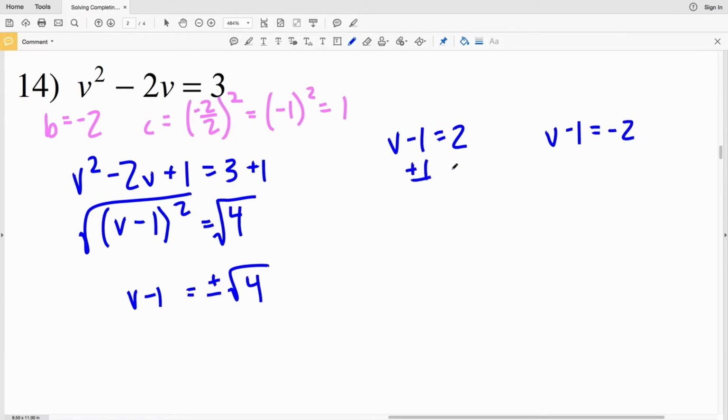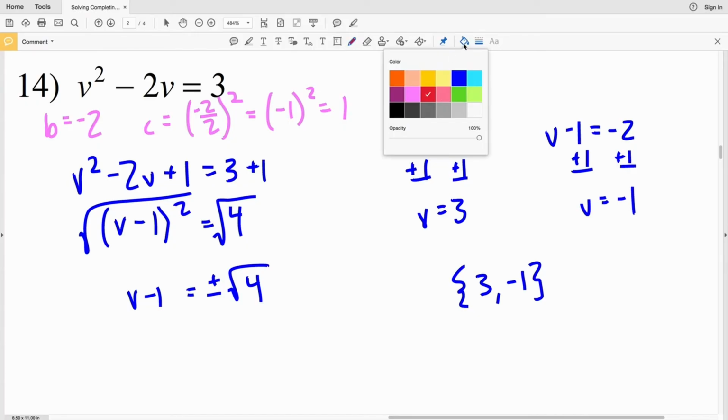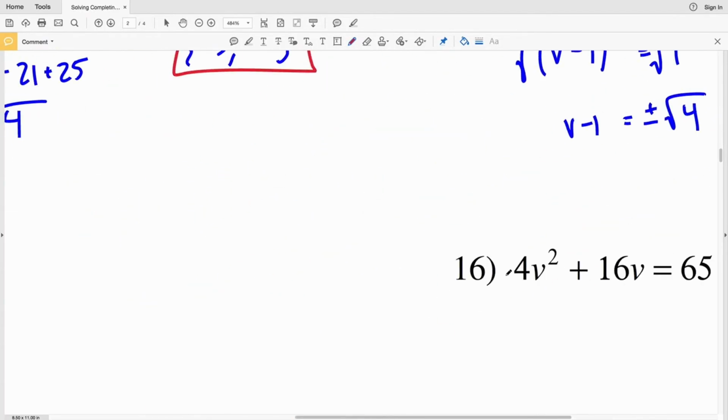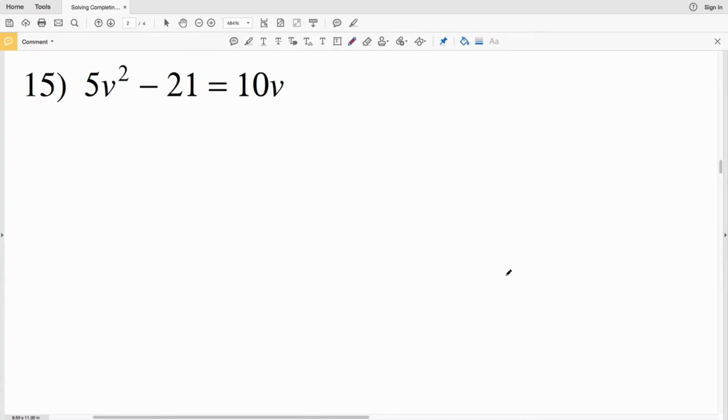So I'll add 1 to both sides to get that v is equal to 3, and then I'll add 1 to both sides to get that v is equal to negative 1. So 3 and negative 1 are my solutions in number 14. Now we're going to be moving on to number 15.